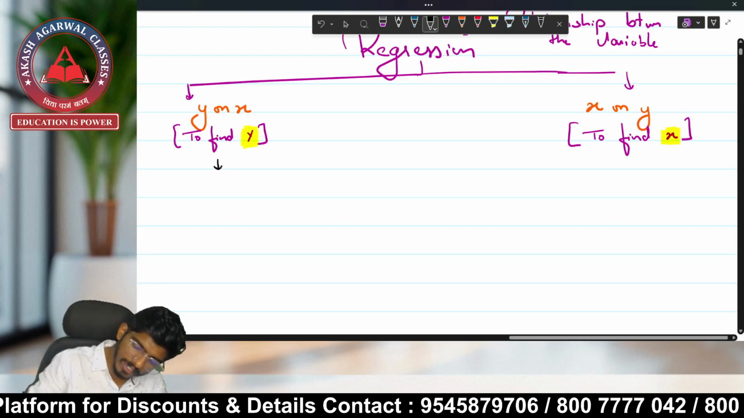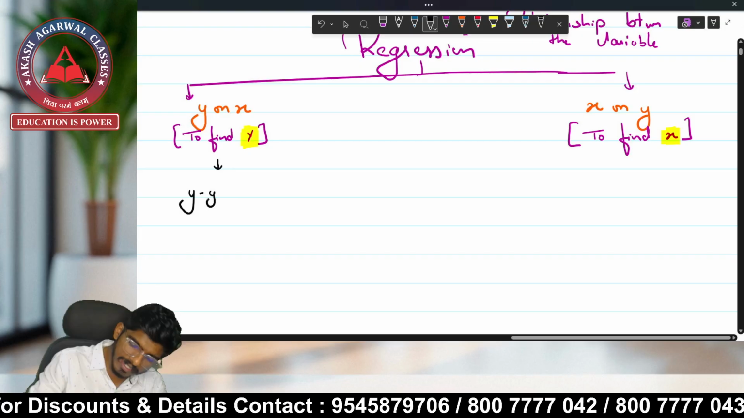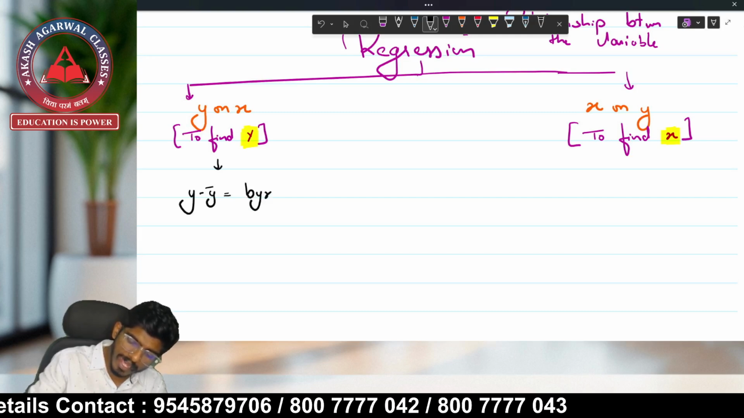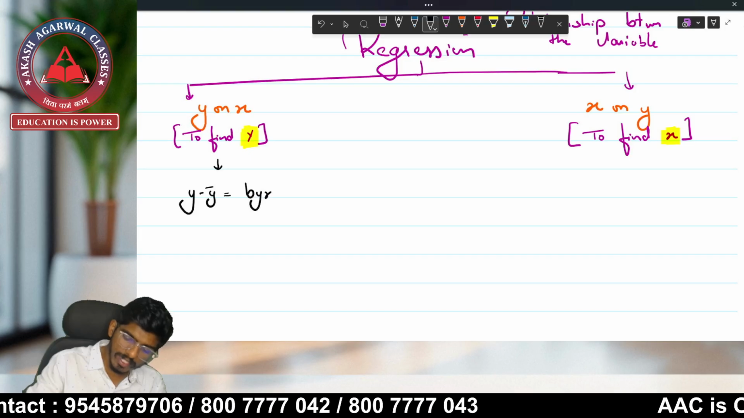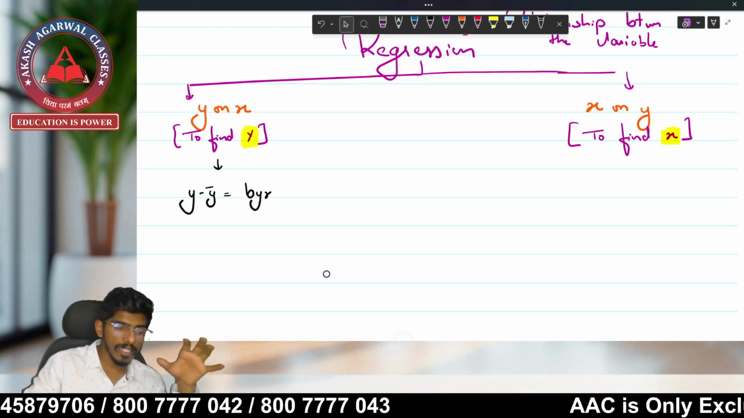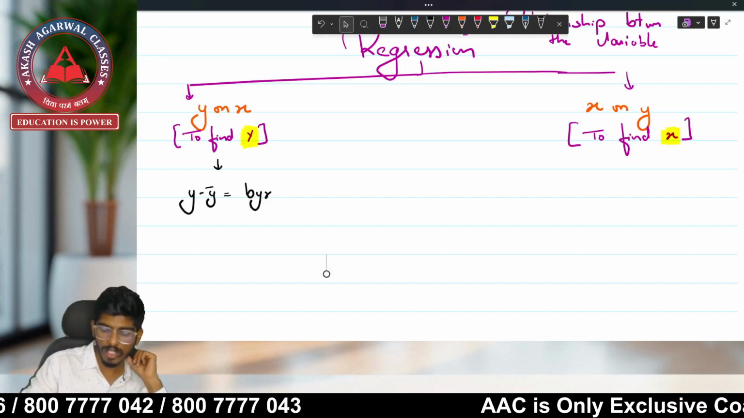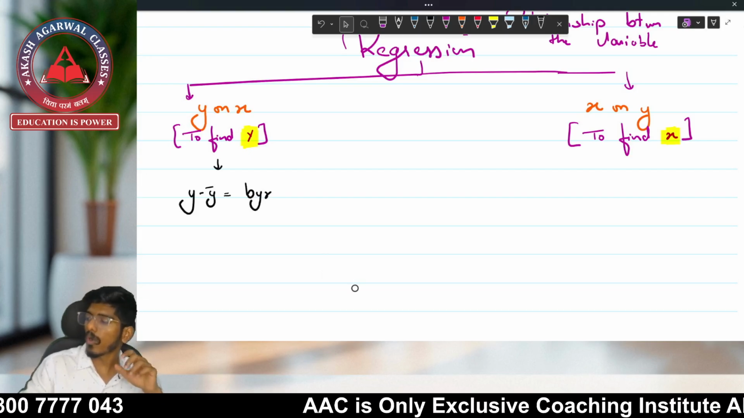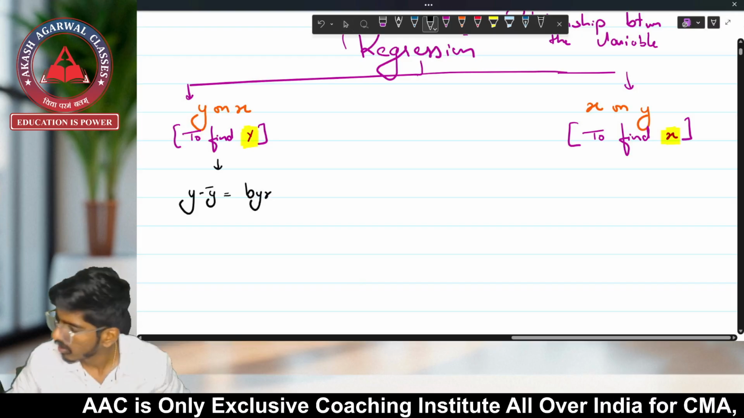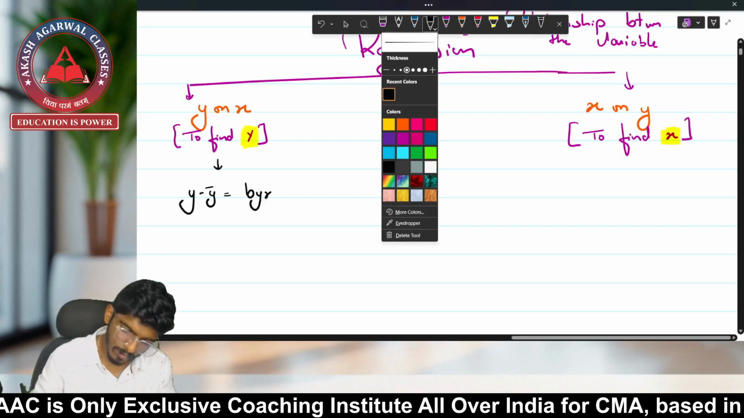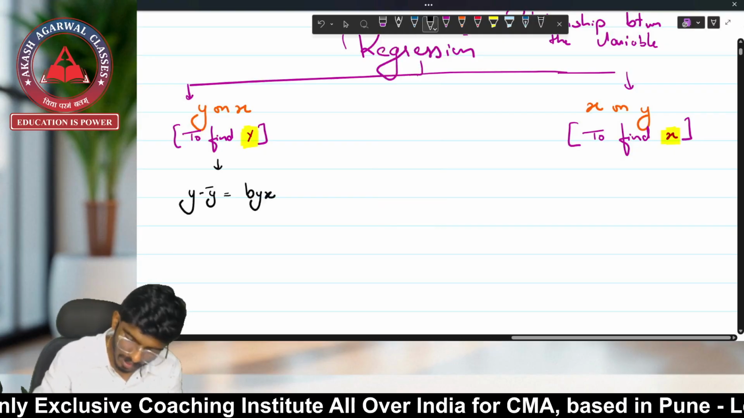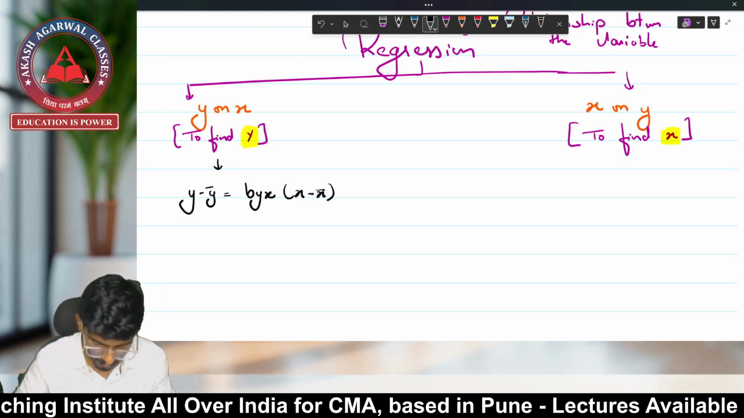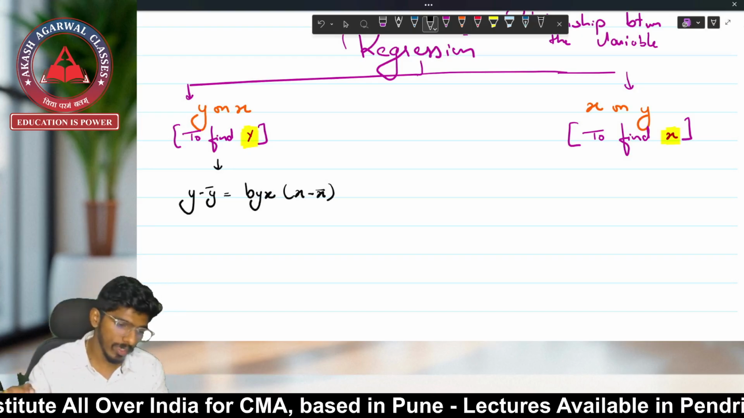So here it becomes y minus y bar equals byx. Now what is this byx? Byx is nothing but the regression coefficient for your y on x. The equation is going to be byx bracket x minus x bar. So this is going to be your first equation over here.